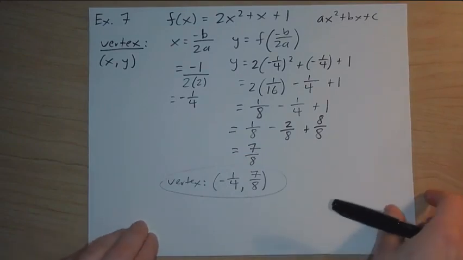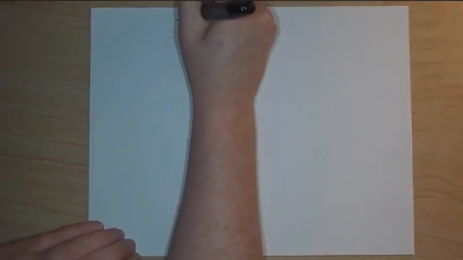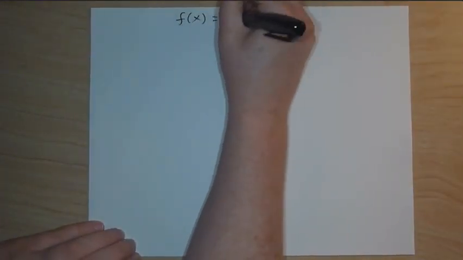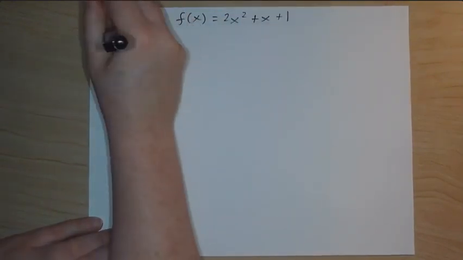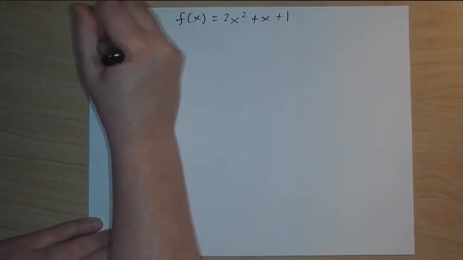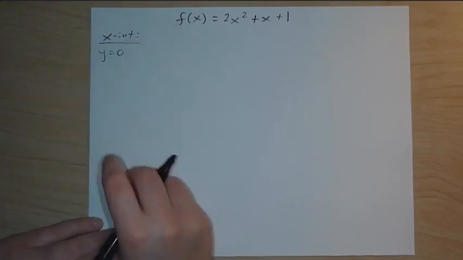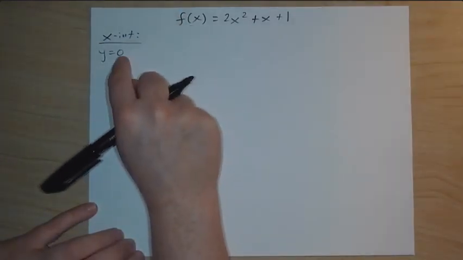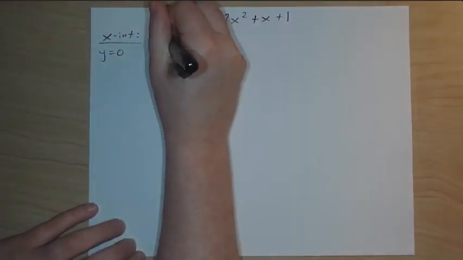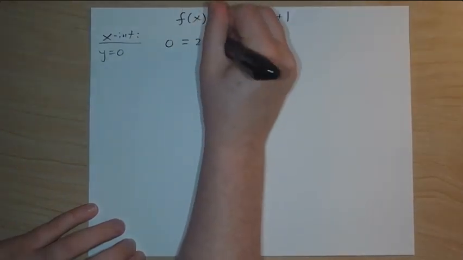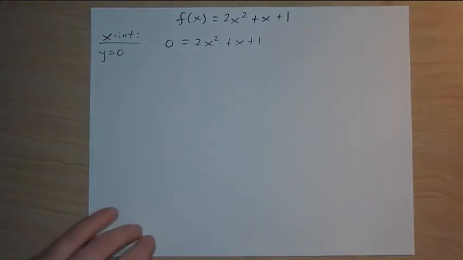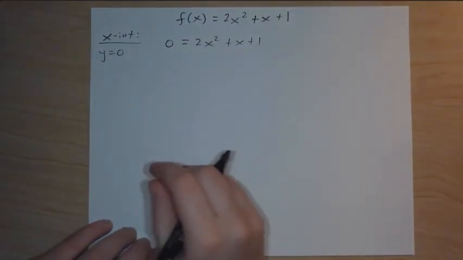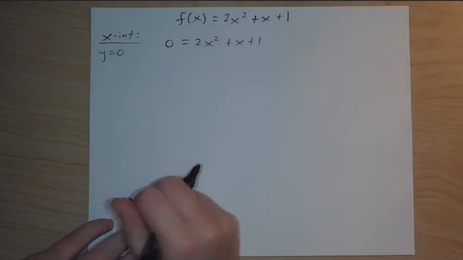So now that we've figured out our vertex, we need to find our x-intercepts. So rewriting our function up here, we have f of x equals 2x squared plus x plus 1. Our x-intercepts happen when y is equal to 0. So we're going to substitute 0 in for f of x. This gives us 0 is equal to 2x squared plus x plus 1. And you can attempt to factor this, but it won't factor nicely. So I'm going to put it into the quadratic formula.